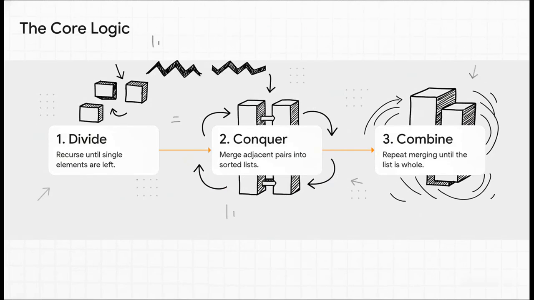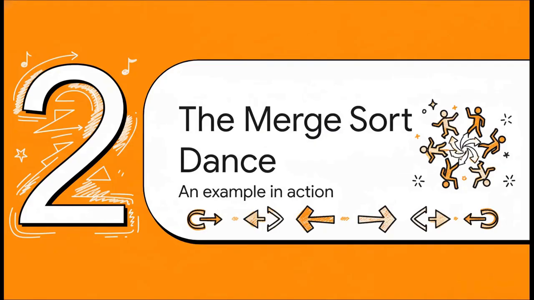So it really all boils down to this simple three-step process. First, you divide. You break everything down as far as it can go. Second, you conquer. You start merging these tiny little pieces into slightly larger, now sorted pieces. And finally, you combine. You just keep repeating that merging process over and over until, boom, you have one single, perfectly sorted list. Okay, theory is great, but let's actually see this thing in action.